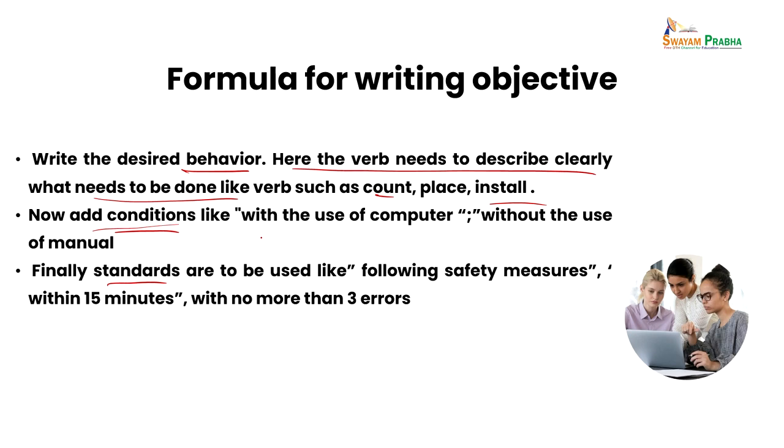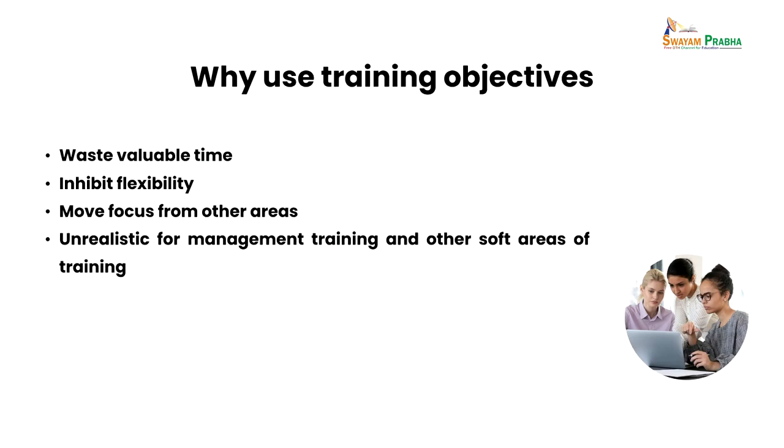And finally, the standards are to be used, like following the safety measures within 15 minutes. It has to be very concrete, and it has to be told to the individuals well in advance. For example, with no more than 3 errors. If you are defining the quality, it may be something related to no more than 3 errors. It can be very time bound also. So training objectives are definitely very instrumental for organizations to take up the task in an effective manner.